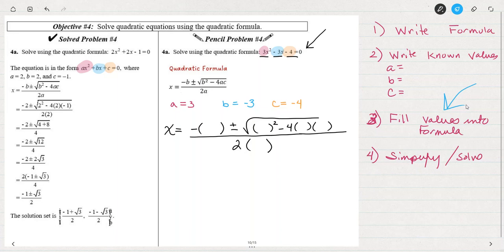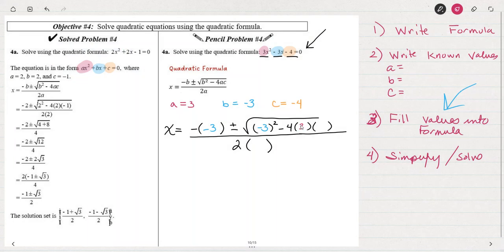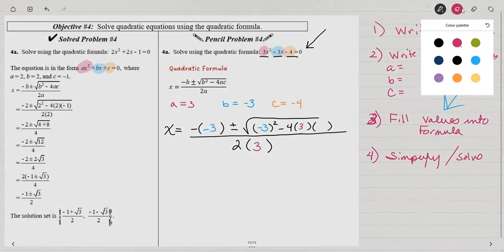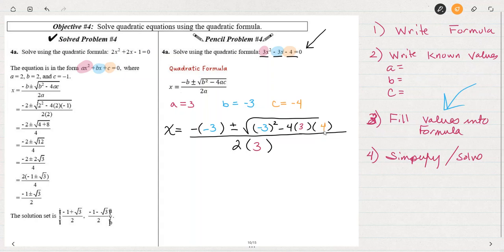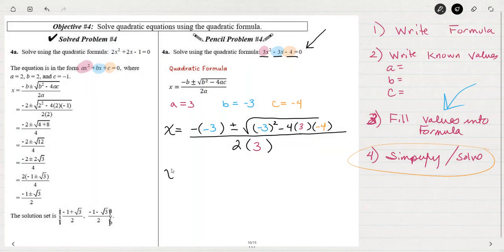We're on step 3, fill in the values into the formula. And to do that, I'm going to replace the B with -3. I'm going to replace the A with +3. And I'm going to replace the C with -4. And now it's just simplify or solve. Be careful as you do this part. Just use the calculator to guide you and pay attention to each part here.